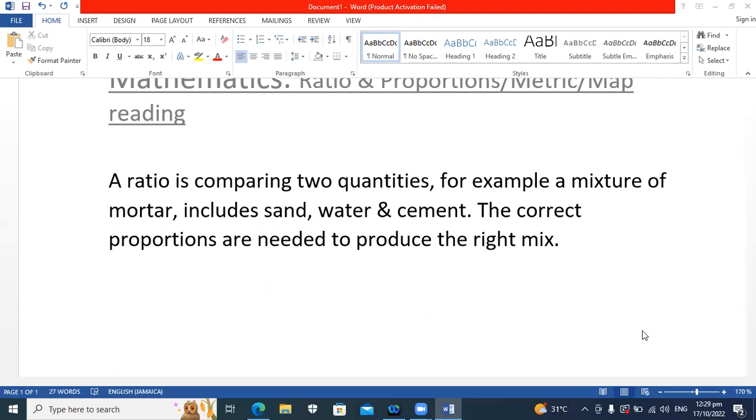Now we can actually express a ratio as a fraction. So we're going to look at a question. By the way, a lot of persons said they don't like ratio. Don't know why.